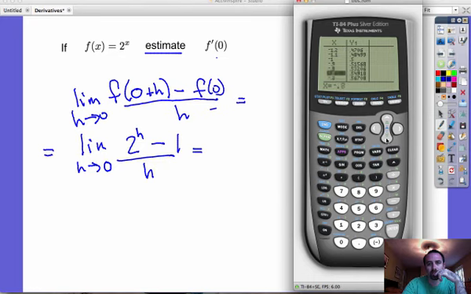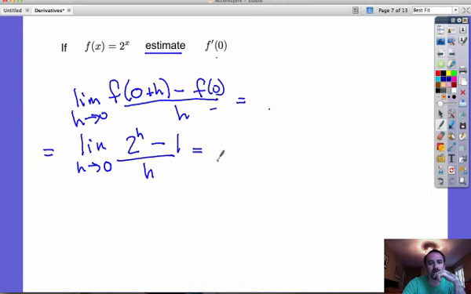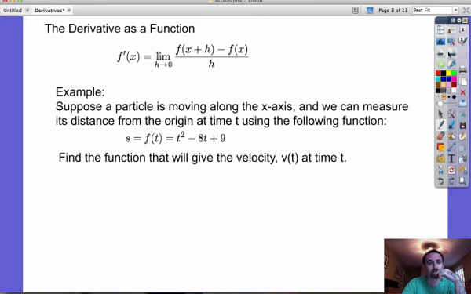And now we see what happens. At 0, it's somewhere around 0.7 roughly. That's going to be the limit. So we're going to estimate it at 0.7. So it looks as though the slope of the line tangent to this graph at x equals 0 is around 0.7. We're going to pause it here, and we're going to look at the derivative as the function in the next video.